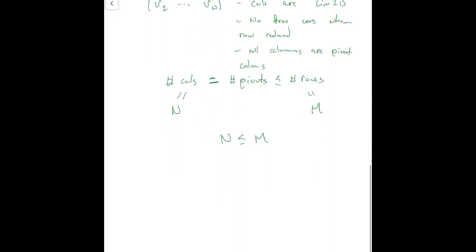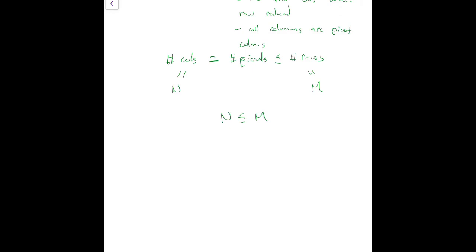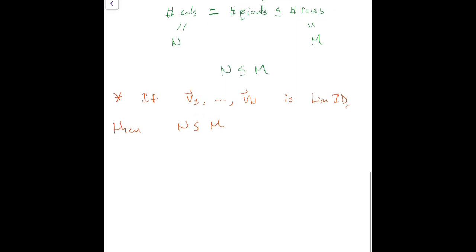How can we relate this to some other things? Well, similarly, we saw that if a set of vectors v1 through vn is linearly independent, then n has to be less than or equal to m if the v vectors are in Rm. So this is how we relate this to linear independence.